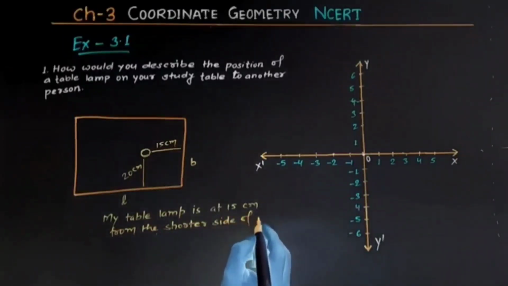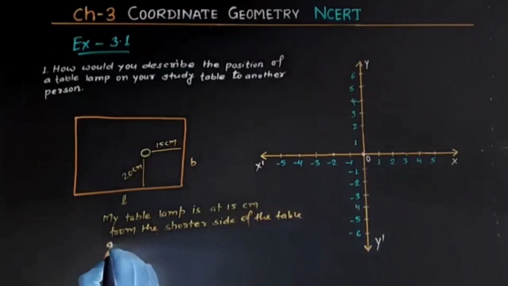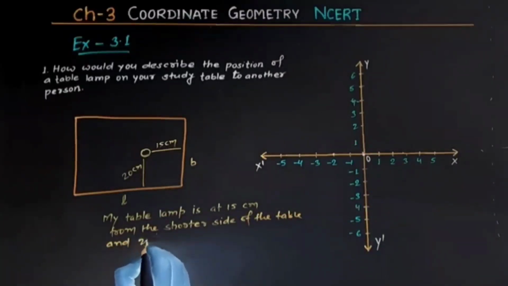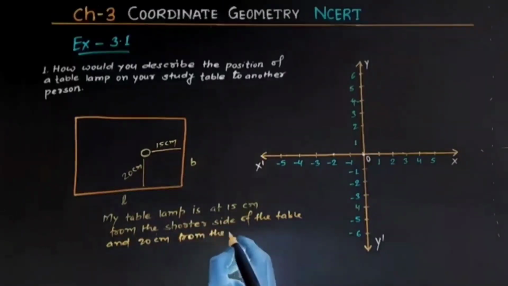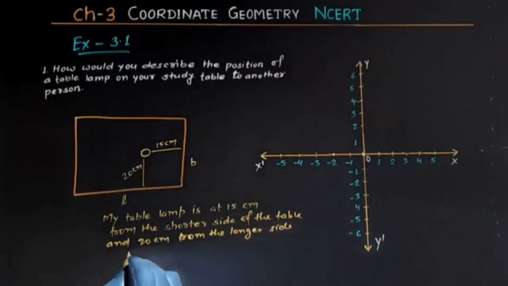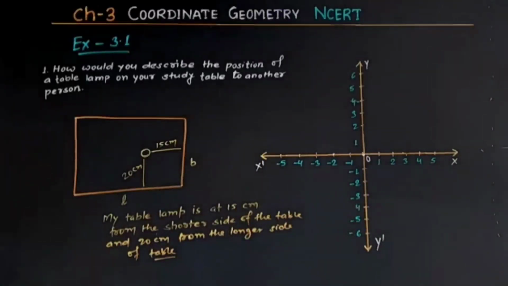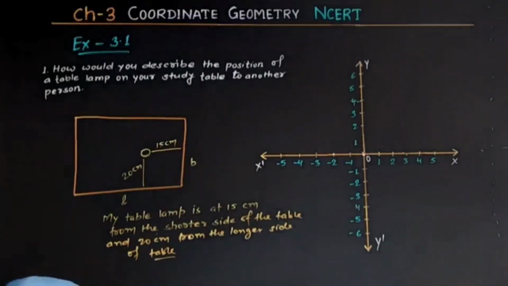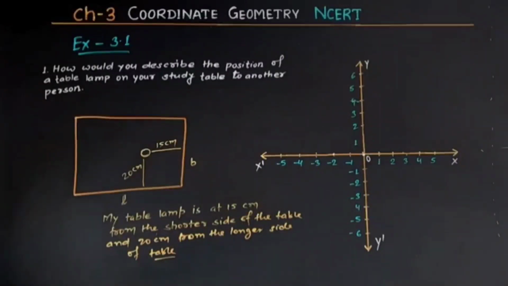You can also write from the shorter distance or shorter side of the lamp, and 20 centimeter from the length. So the coordinate is 15, 20. X coordinate is 15 and y coordinate is 20.